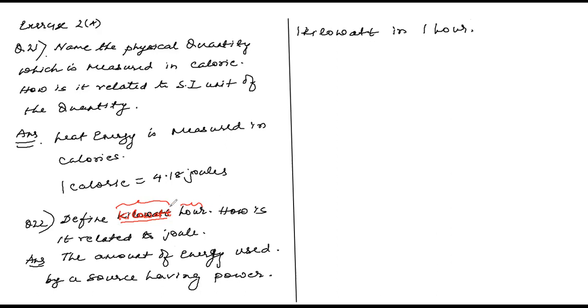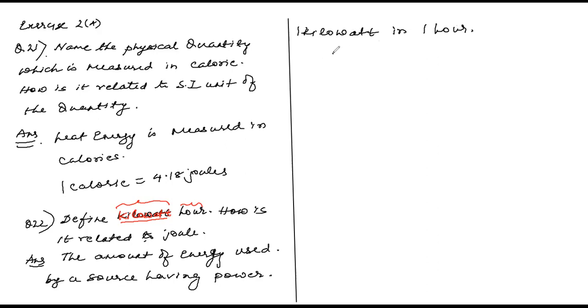See, kilowatt hour, these two words: this is a unit of power and this is a unit of time, but together when they come, it becomes a unit of energy. So how will I remember the definition? The amount of energy used by a source having power 1 kilowatt in 1 hour. Got it? Now, how is it related to joules?